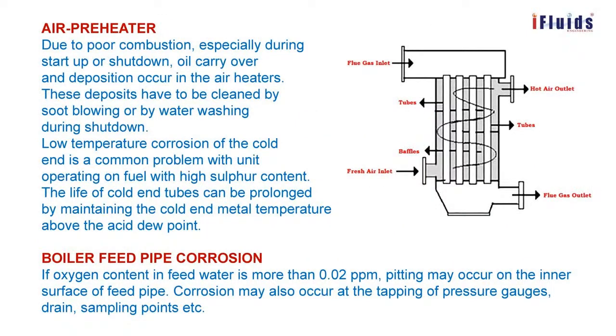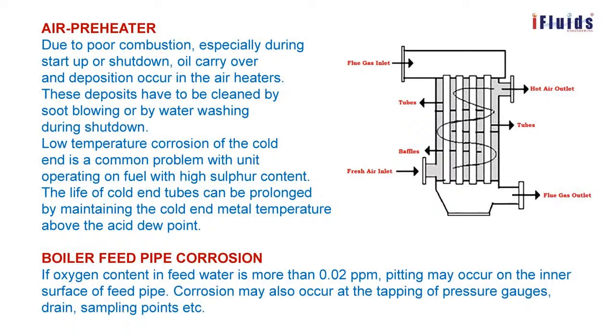The other one is the air heater. The fresh air inlet goes in this direction and gets heated up, and leaves as the hot air outlet. The hot flue gas inlet is coming in and exchanging heat with the fresh air, and the low temperature flue gas outlet goes to the stack. Due to poor combustion, especially during startup or shutdown, oil carryover and deposition occur in the air heaters. These deposits have to be cleaned by soot blowing or by water washing during shutdown.